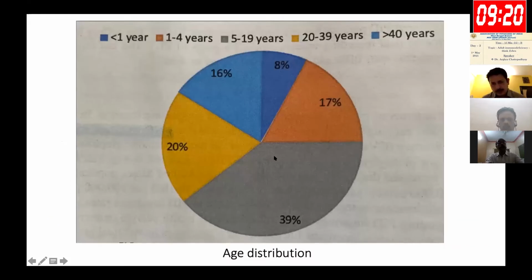For a recap, look at the pie chart of the age distribution of primary immune deficiency disorders. 40% of cases are between 5 and 19 years of age, so some of these patients must be coming to you. The next 20% are 20 to 39 years, who have to come to an attending physician, and more than 40 years is another 60%. So there is a huge percentage of cases that should primarily present to a physician with different kinds of recurrent infection.